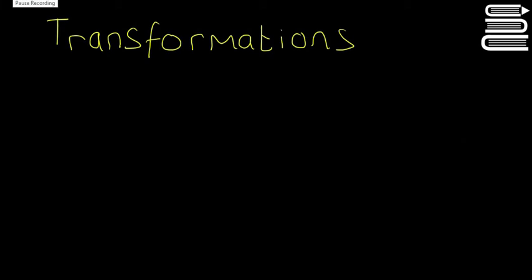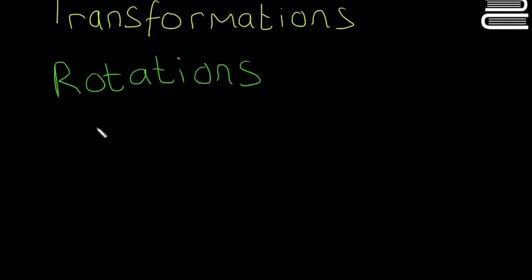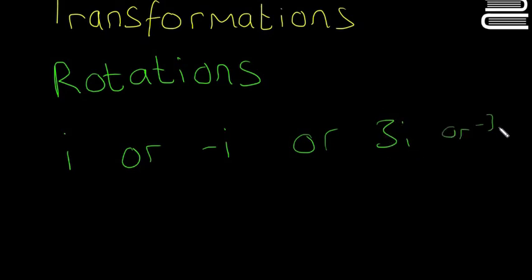Okay, welcome back. In this video, again, it's going to be transformations. This time we're going to be looking at rotations, okay? So this happens if you multiply a complex number by i or minus i or 3i. It doesn't have to be just 3i, it can be a number before the i, or minus 3i, or any number before the i. We're just going to look at the different cases that happen, okay?